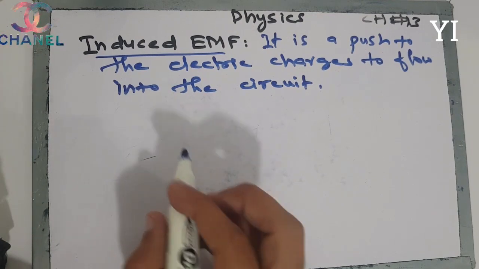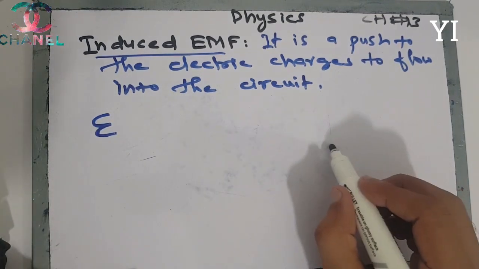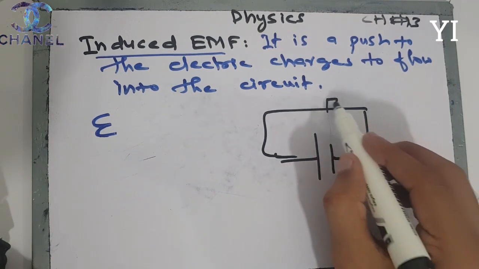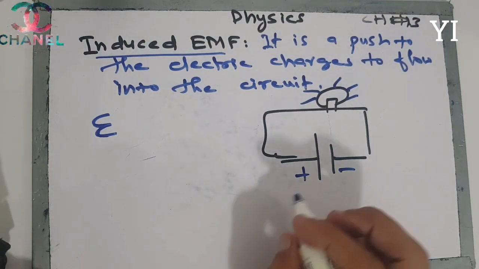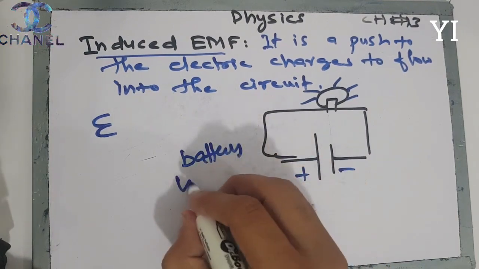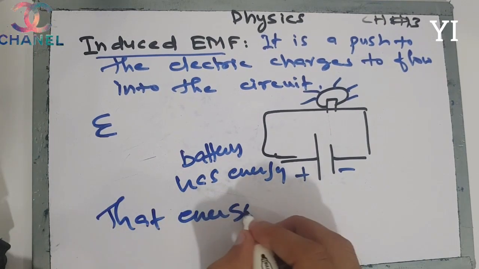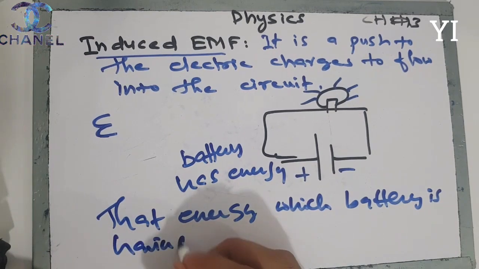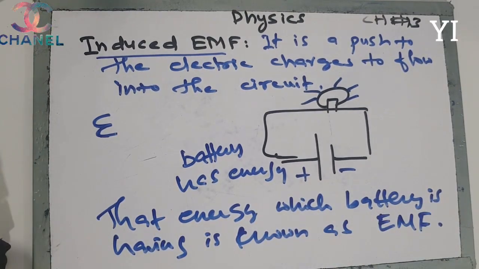Now, induced EMF is denoted by the symbol E, and that is how when a bulb is connected with the battery, it is lightened up because the battery has energy, and that energy which the battery is having is known as EMF, that drives the current in the circuit.